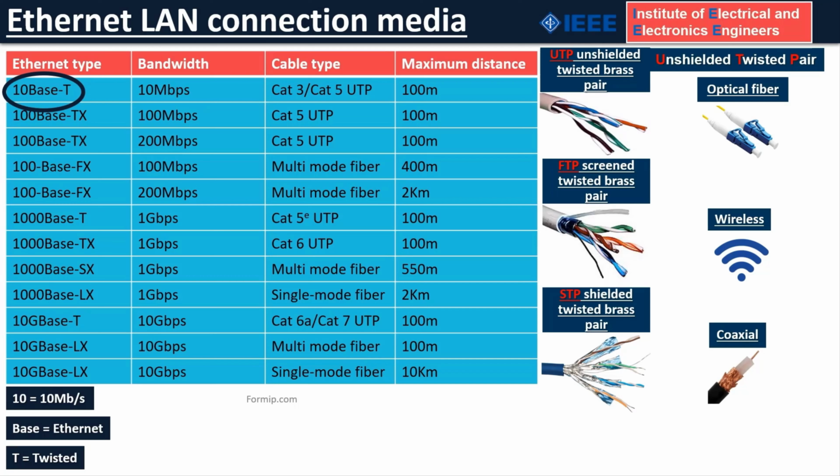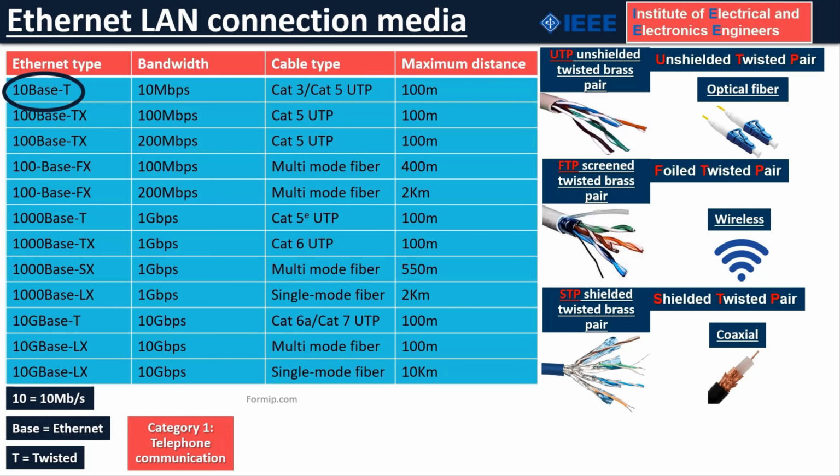UTP, unshielded twisted pair, is a cable without any armor, shielding surrounding it. In an FTP, foiled twisted pair cable, all 4 pairs are surrounded by aluminum foil. And in shielded twisted pair, the armor surrounds each pair of wires, and the whole cable is also surrounded by protection. Copper cables are divided into several categories.